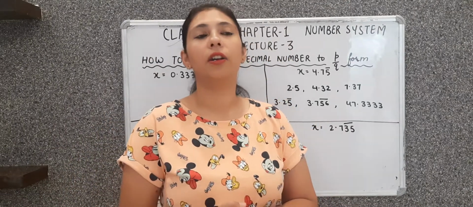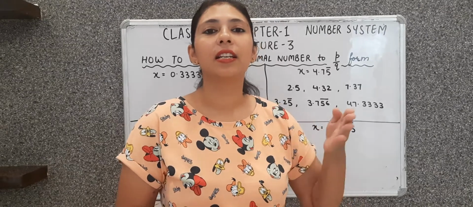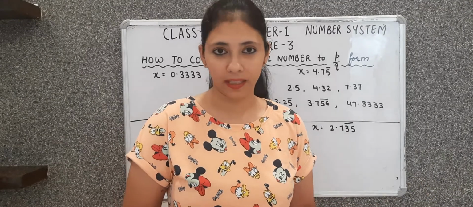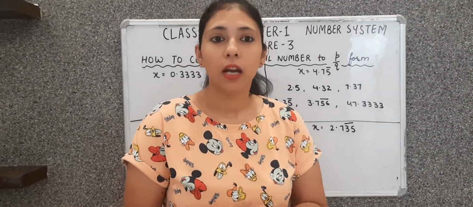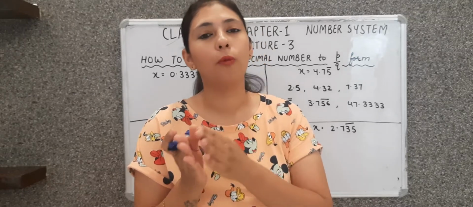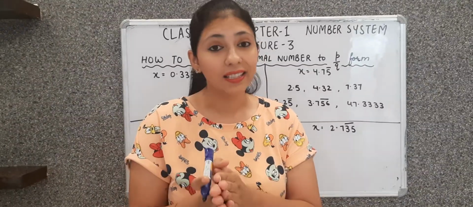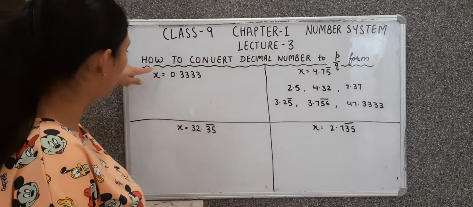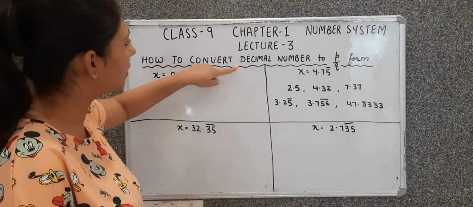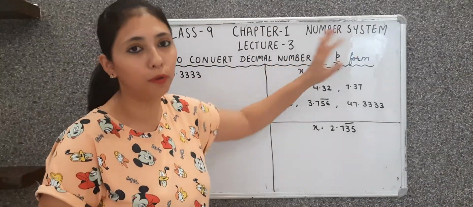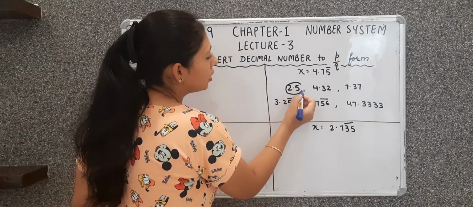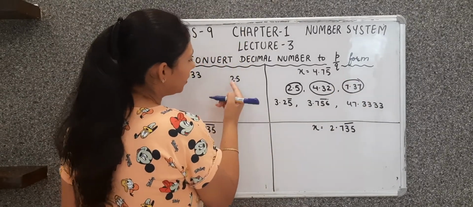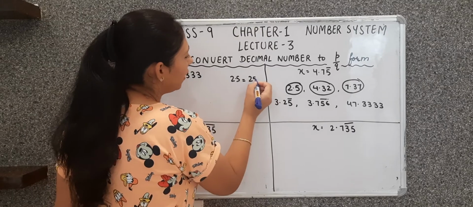So if I take a rational number and find its decimal representation, it will be either terminating or non-terminating repeating. Now, if a rational number is given to me in the form of its decimal expansion, how will we find the p by q form of that rational number? What is my topic? How to convert a decimal number to p by q form. If my number is the terminating one, it's very easy. I'll just take 2.5, and this decimal I want to remove. It's 25 divided by 10.